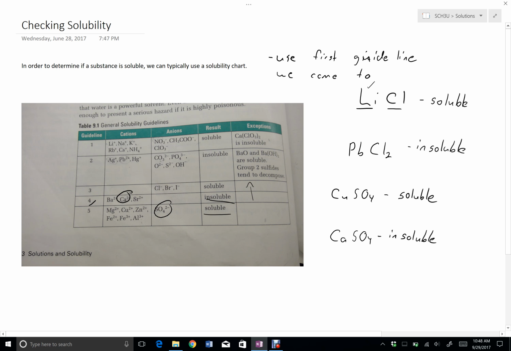One more time, you identify the cation, look for it in the chart. Whichever comes to the top of the chart, you use their guideline in terms of whether they're soluble or insoluble. And for the one that's lower in the chart, it doesn't matter. And keep an eye on the exceptions. There aren't too many, but if there is an exception, you want to pay attention to it over here. So that's how you use the solubility chart to determine solubility.